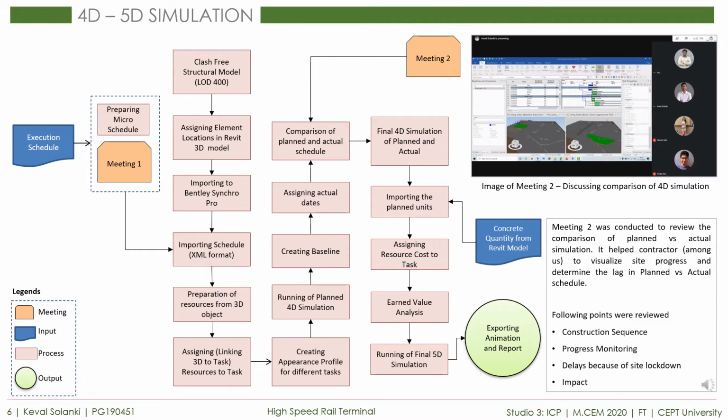Continuing with the 4D and 5D simulation, the process we followed started from meeting 1, where we prepared the micro schedule in MSP and exported our Revit models into Synchro Pro. After that, we followed the steps of resource assigning and creating appearance profiles of different elements, after which we were able to compare our 4D planned and actual simulation. After that, we reviewed it in meeting 2 and discussed the following points. Later, for the 5D, we imported quantity from the Revit schedule as a planned unit and the actual unit, and we assigned the unit cost of the concrete to each task to finally obtain the EVA graph and the 5D simulation.